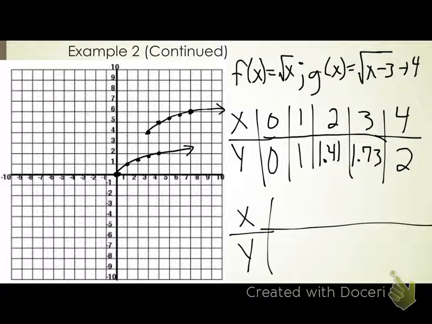What about my range? What's my range of g of x? Y is greater than or equal to 4. Very good. My stopping point here is 4. So y is greater than or equal to 4. So it's all values that are greater than 4.